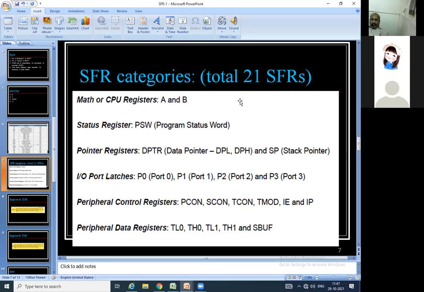This timer and the buffer registers are there. So two timers are there, each of 16-bit capacity. So that also keep in mind, that is T0 and T1.